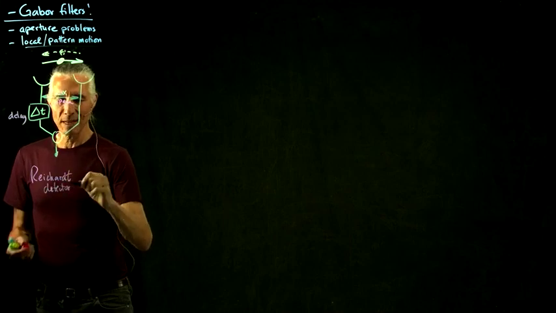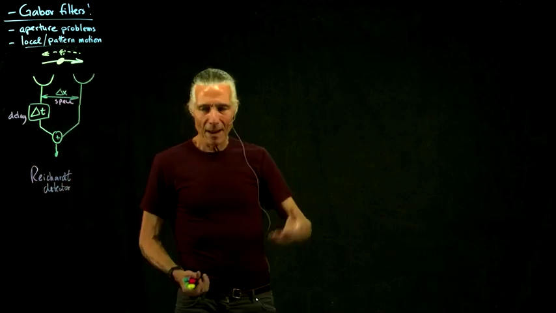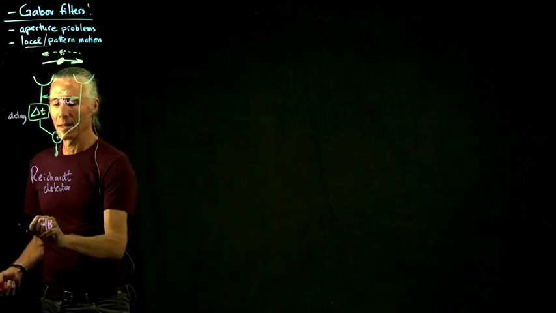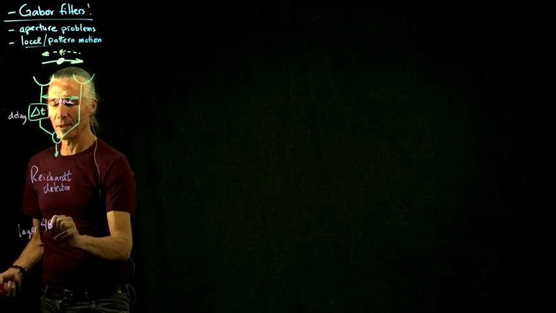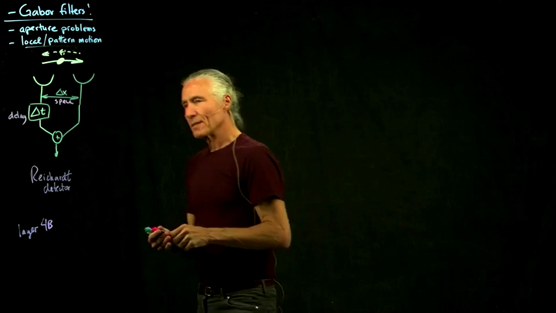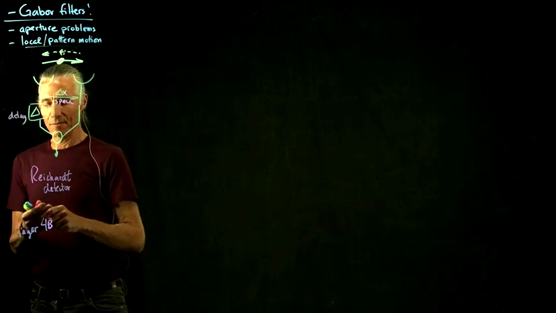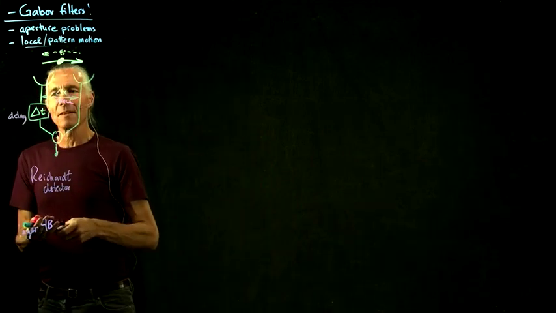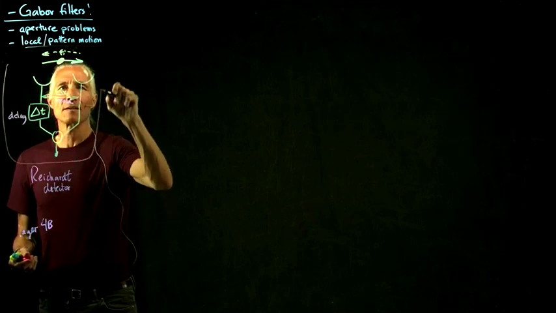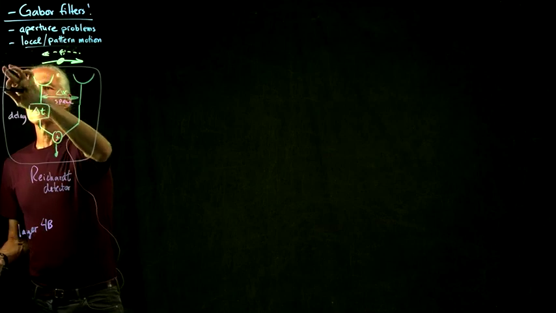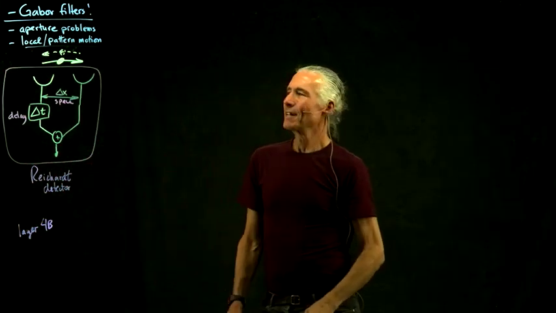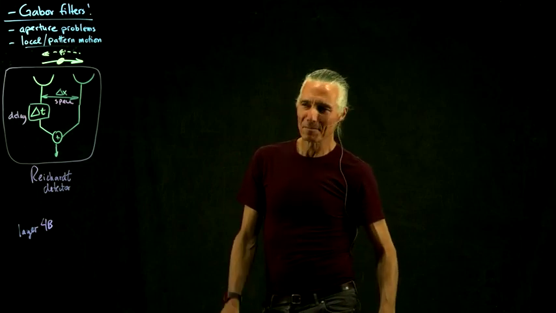Now, we're assuming that this is what happens in layer 4B. That's where these things are made in a primate. So that seems like it should do a good job of detecting motion. Here's our Reichardt detector. But it turns out this Reichardt detector has got a lot of problems, problems you didn't know you had.